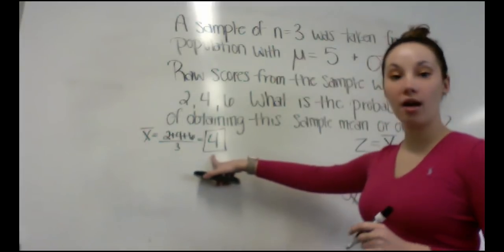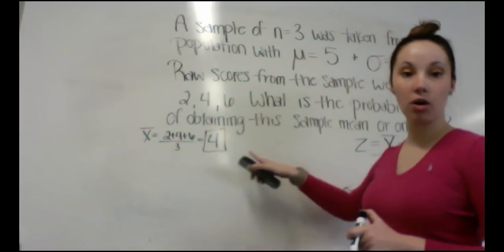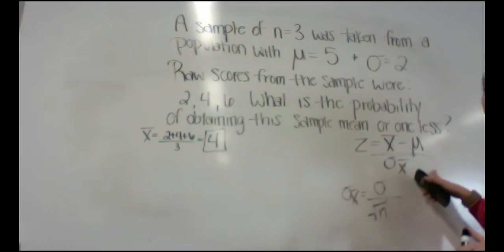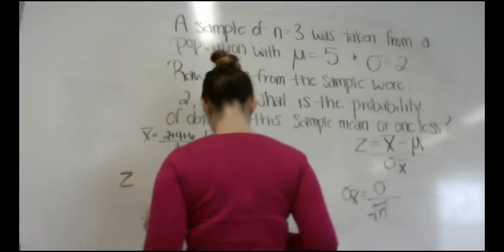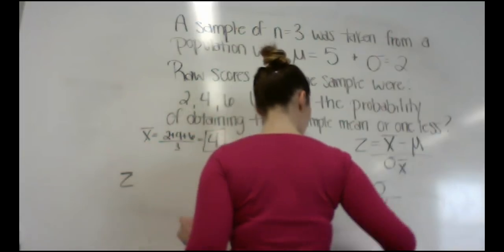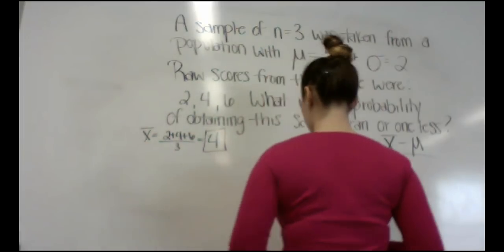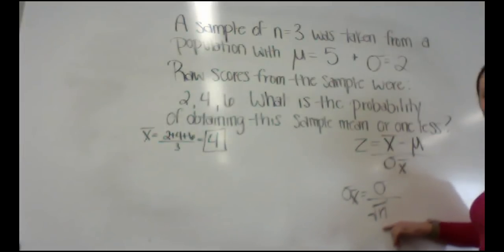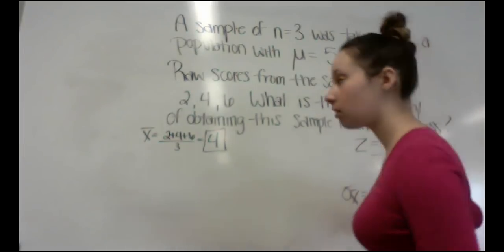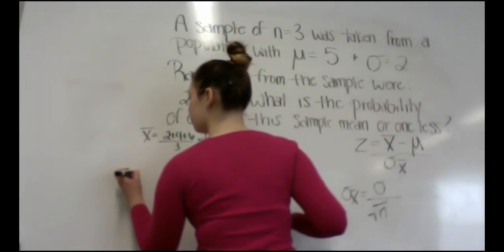Now, we have all the pieces we need to go to our z formula that I have over here. So before we move to z, we've got to go and do our standard error first because we've got to find standard error in order to find z. So standard error comes next.